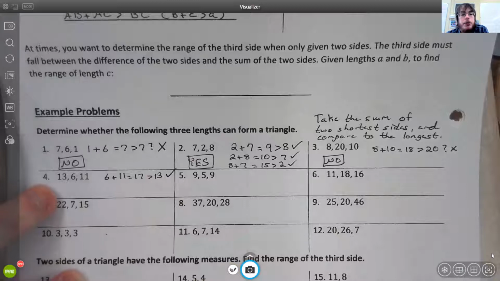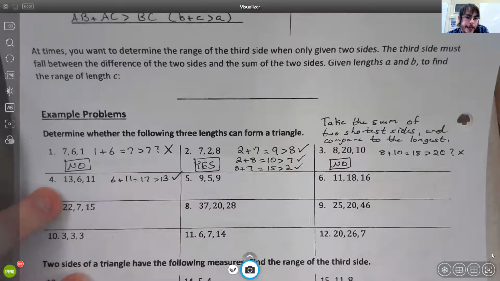Now, I can tell you immediately that this one is going to be a yes. That's because if the sum of the 2 shortest sides is larger than the third largest side, then that means it's automatically a triangle. You don't even have to do the other 2 inequalities.